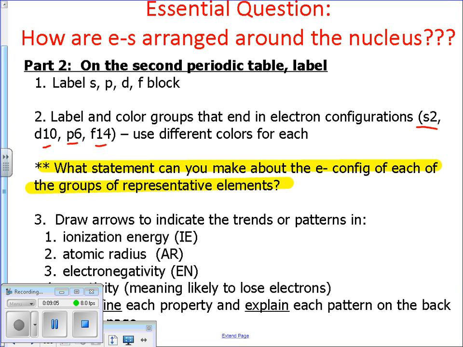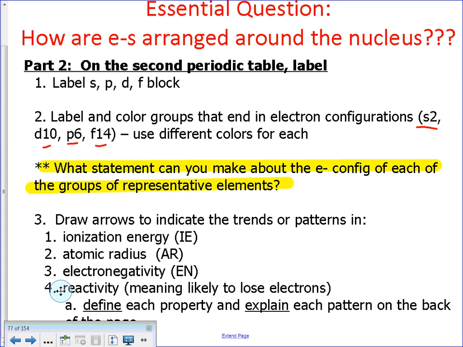Can I get somebody to finish that statement? Each of the groups end in the same electron configuration. That's it. So every group ends in the same electron configuration. That's going to give us a lot of insight into how each of these things are grouped together and why they're grouped together the way they are.